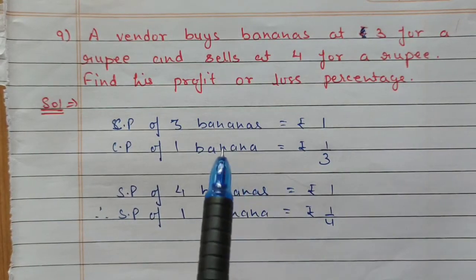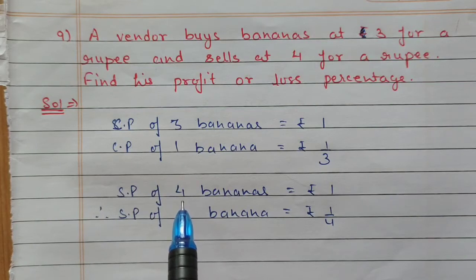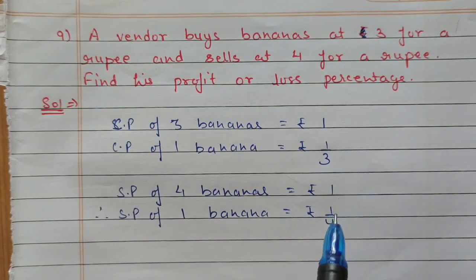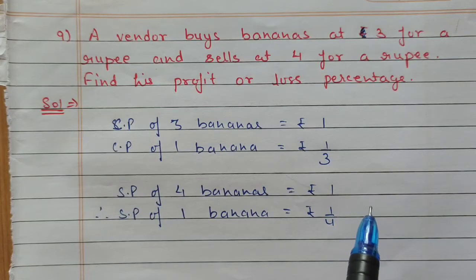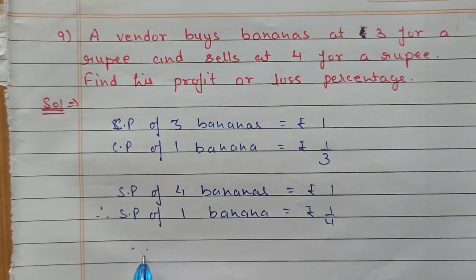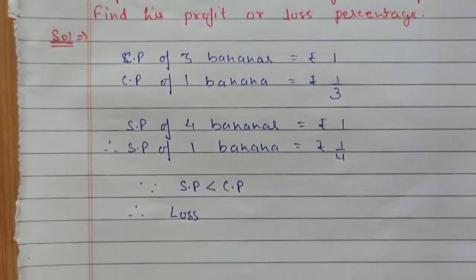And you can see here he has a loss, because he purchased 3 bananas for 1 rupee, but he is selling 4 bananas for 1 rupee. By this also you can find out: 1 by 3, if you change it into decimal, you will get 0.33, and this you will get 0.25. So the selling price is less than the cost price. Because the selling price is less than the cost price, he has a loss.